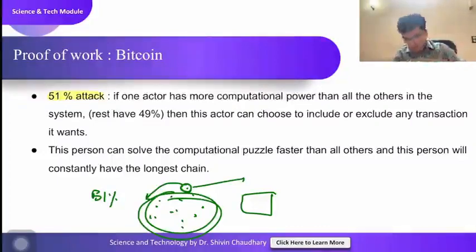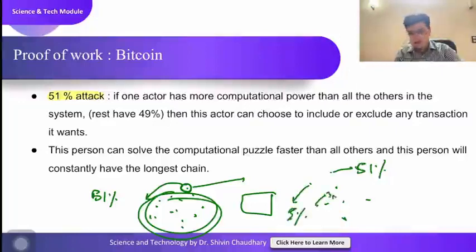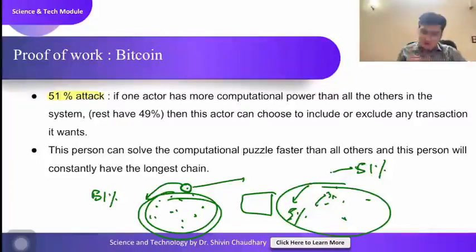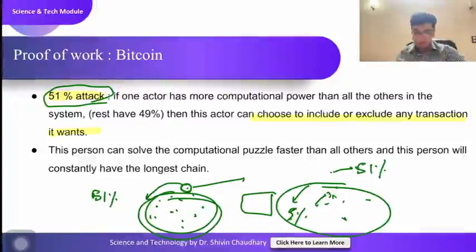Okay, let's say there are 6 people here, so he has 51% computational power by himself in the system, and this one has 2%, 3% ऐसा. So now even if they all come together, their computational power is not the same as this one person's computational power. So if he has 51% computational power, then he can change whatever he wants, or he can add or change whatever he wants in the new transaction, because now when the new transaction comes, he is so fast at it that his chain is always the longest.